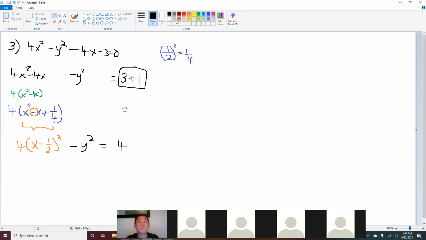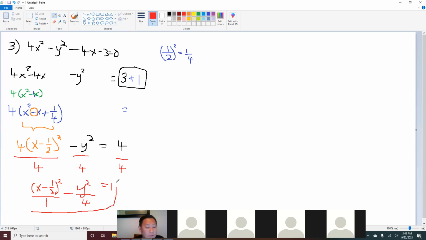The last step is to make it equal to 1. So I will divide everything here by 4. So you get 1. And this 4 and 4 will cancel out. So what you get is x minus 1/2 squared. And if you want, you can make it over 1. I'm not picky. And then y squared over 4. So this is the equation that you will use to figure out your conic section.